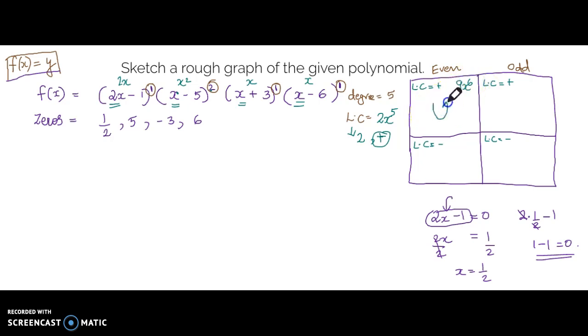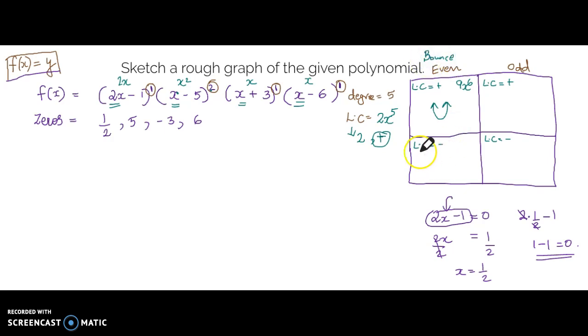So the ends will both face up. Okay, so every even degree is going to look like it's bouncing. There's a curve, like a bounce.